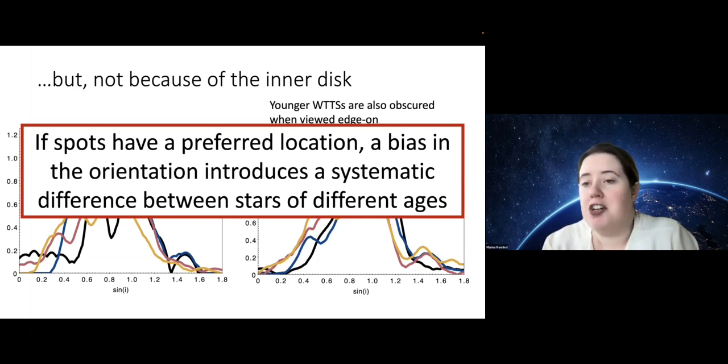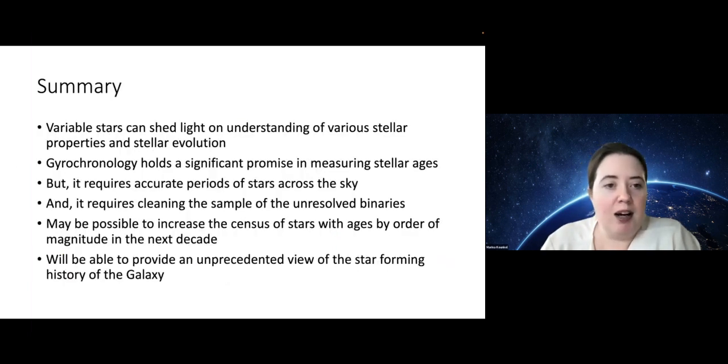So if you're preferentially looking at the younger stars pole on, and the older stars will have a more equitable distribution with more stars being located edge on, then this would introduce a bias in your photometry that you might be tempted to attribute to age, but it's also due to the difference in the spot coverage. So it's just something to think about in the future as we investigate these effects further. But with this, I'll come to the end.